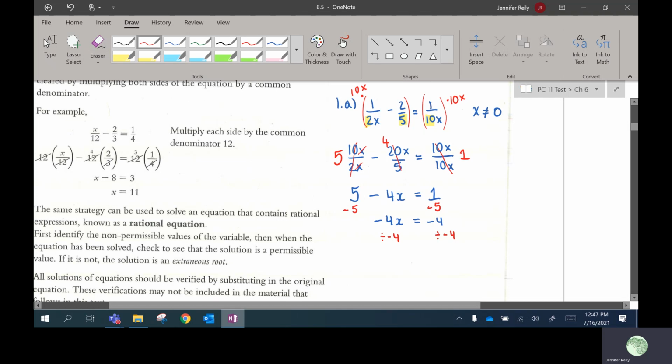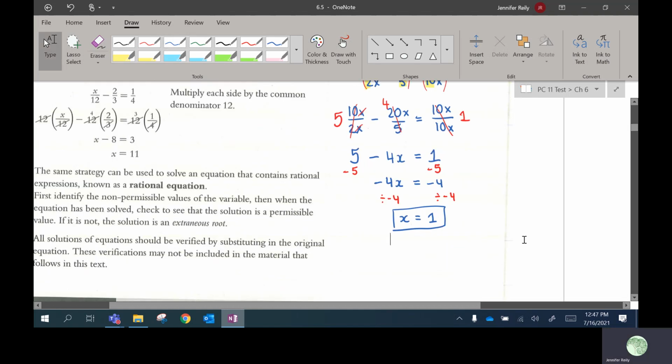When you're doing these, try and keep your work nice and neat with the equal signs lined up and 1 equal sign per line, so you're showing each step per line here. And then you get x equals 1 as your final answer. You can verify that by plugging it in. I know also just by checking my answer down below that it is right. And 1 is not the non-permissible value, so we're all good here. Let's try the second one.